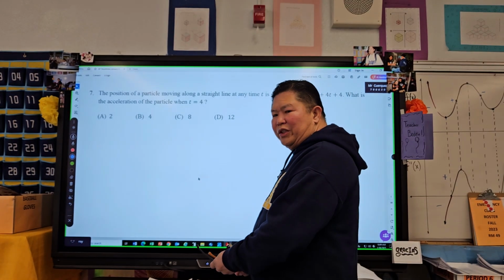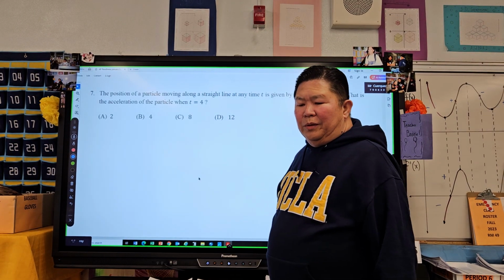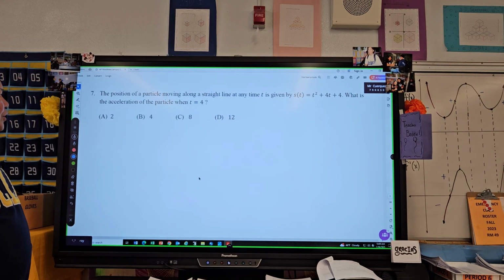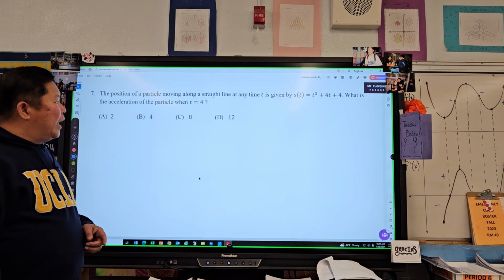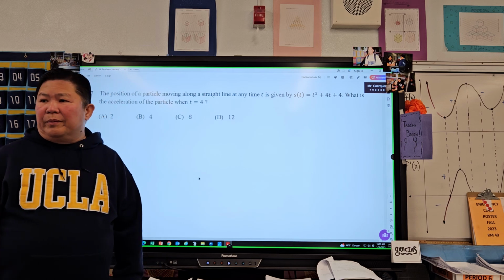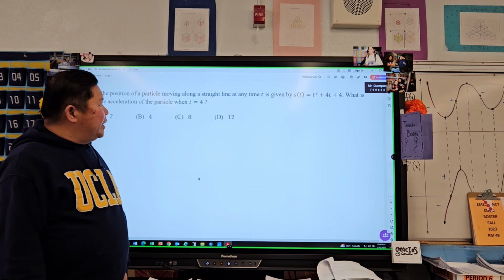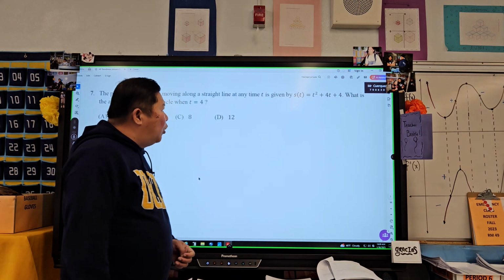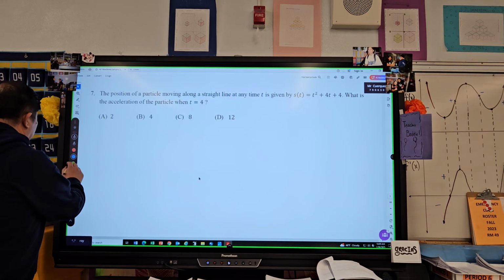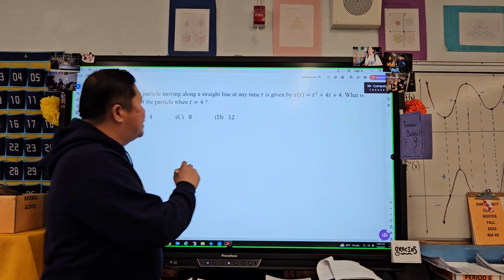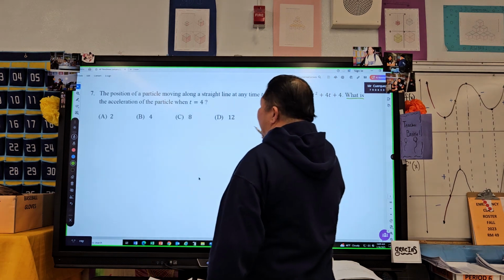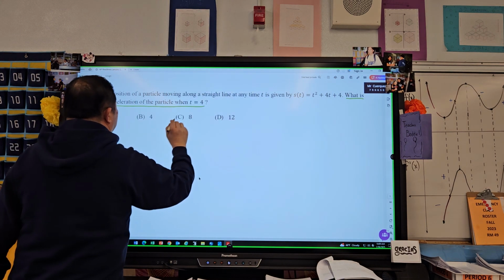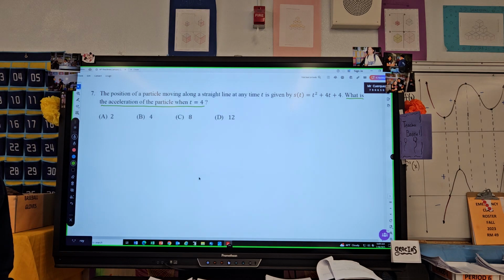So let's move on to the next problem. The problem says the position of a particle moving along a straight line at any time t is given by s of t equals t squared plus 4t plus 4. And then the question is, what is the acceleration of the particle when t equals 4?